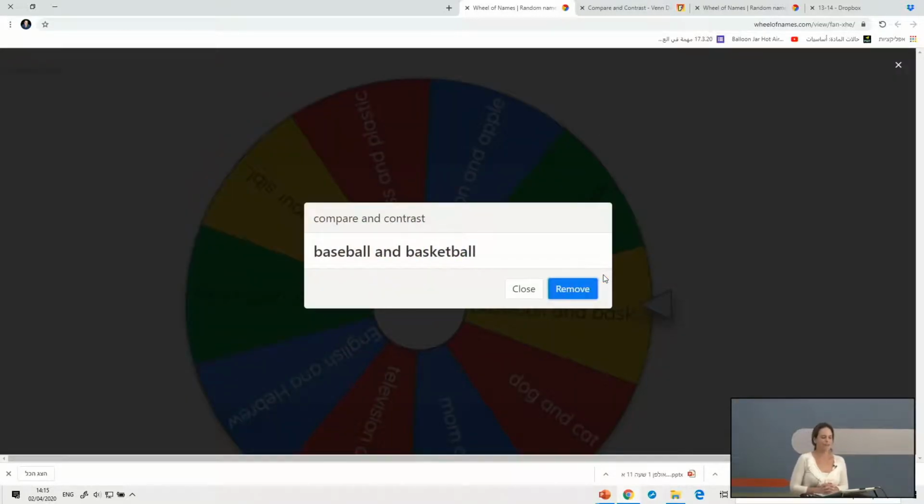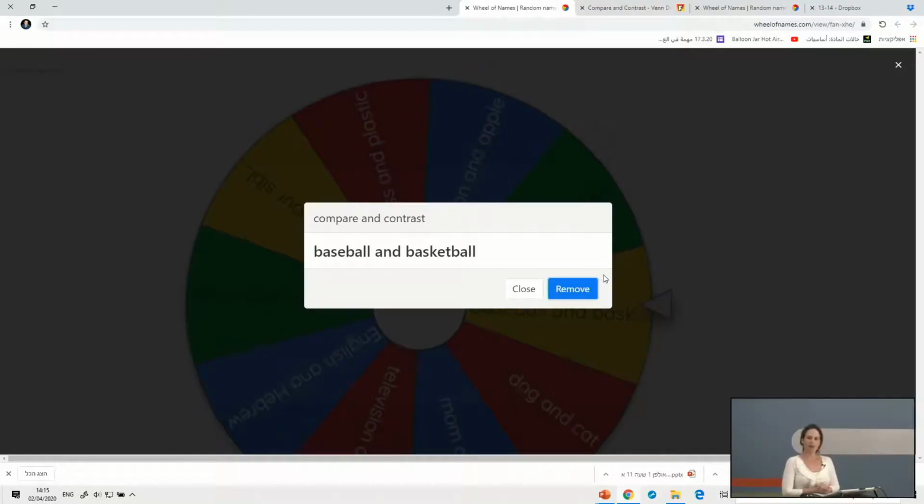Compare and contrast baseball and basketball. Okay, well, baseball and basketball, they're similar in that both sports use balls. Now, how are they different? Let's think. Oh, I know. Baseball, they use a small ball. In basketball, there's a big ball.